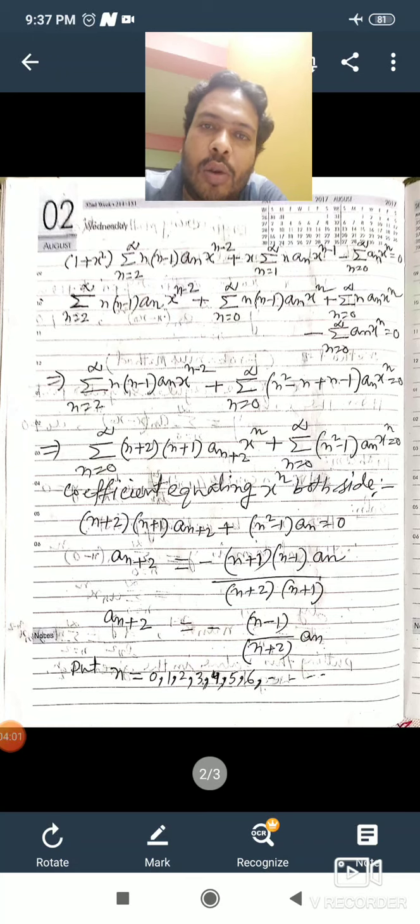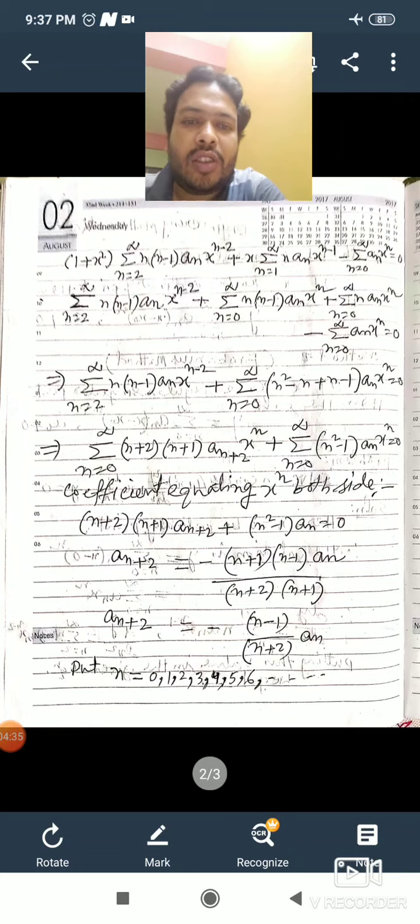So put n equal to n plus 2. So summation n equal to 0 to infinity (n plus 2)(n plus 1) a n plus 2 x to the power n plus summation n equal to 0 to infinity (n square minus 1) a n x to the power n, this equals 0. Now equating the coefficient of x to the power n on both sides we get (n plus 2)(n plus 1) a n plus 2 plus (n square minus 1) a n equal to 0. Here a n plus 2 equal to minus (n minus 1) by (n plus 2) a n.